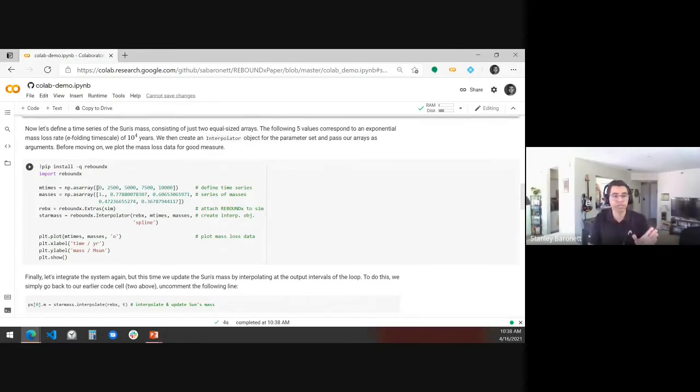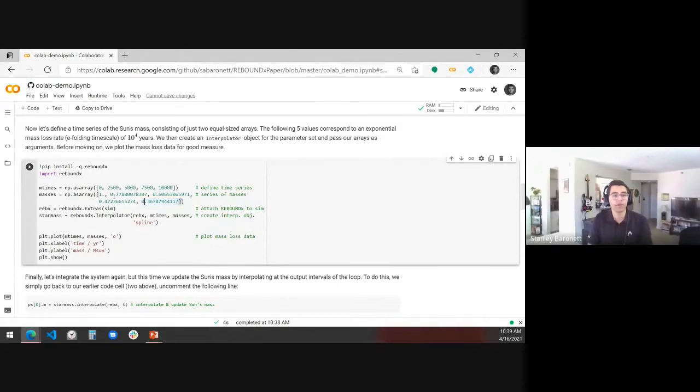In our case, we're just going to create 2 simple arrays here. What we have specifically in this case is just an exponential mass loss rate. So in other words, there's an e-folding time scale of about 10^4 years, 10,000 years. So at the end of 10,000 years, the Sun has lost mass down to 1 over e, and that's its final value. So it's just 5 different points that we're going to be interpolating across.